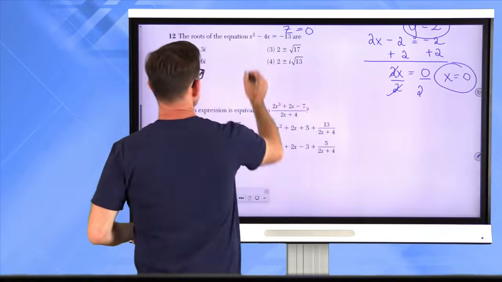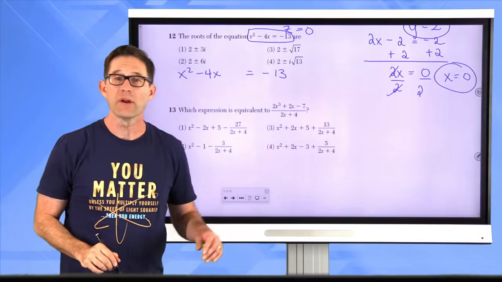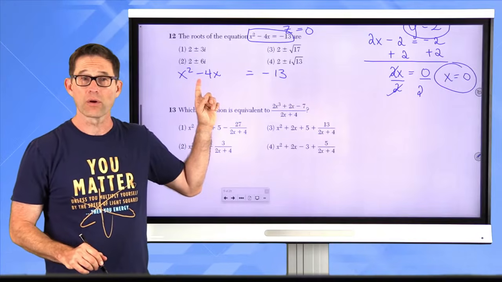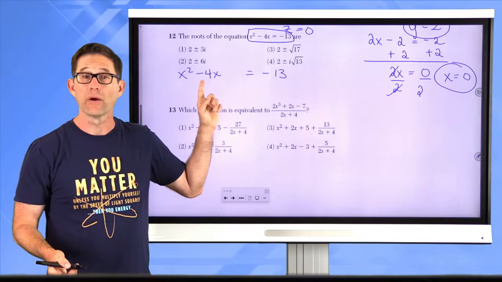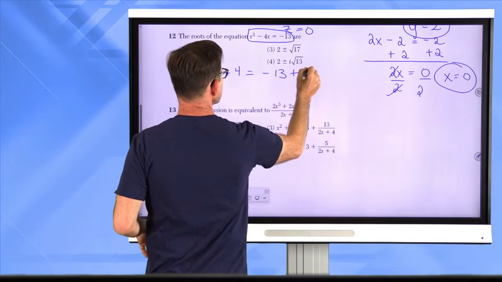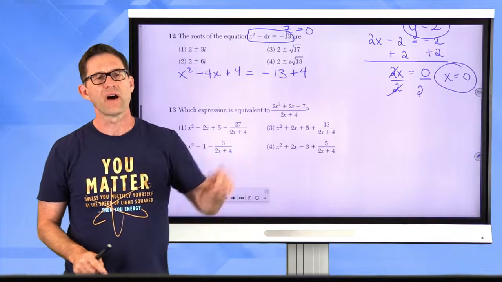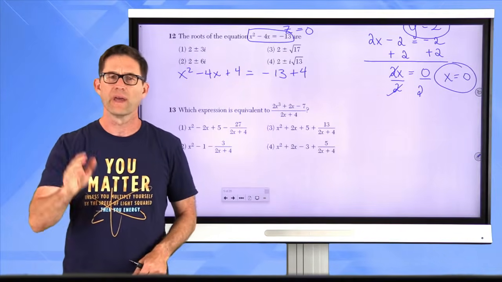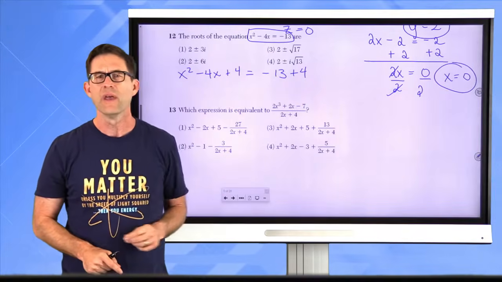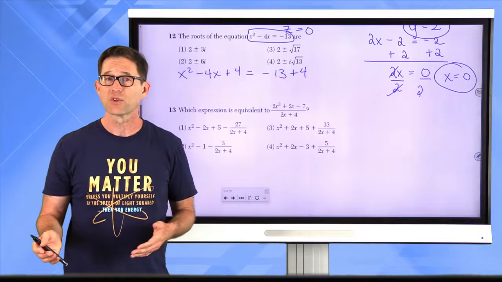So what I'm going to do is take this problem right here, x squared minus 4x equals negative 13, and do a little completing the square. I'm going to take half of negative 4, which is negative 2, square it, and get 4, and add 4 to both sides. I wouldn't do this, by the way, if the coefficient on the x wasn't even. If that had been negative 5x, negative 7x, positive 3x, forget about it. I don't want to deal with fractions here. But as soon as I saw that negative 4, I knew I could easily divide the coefficient by 2, square it, and add it on.